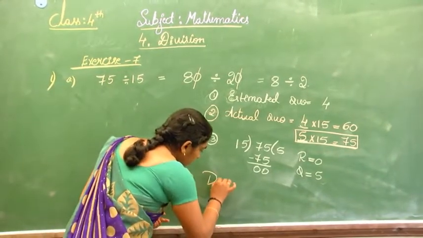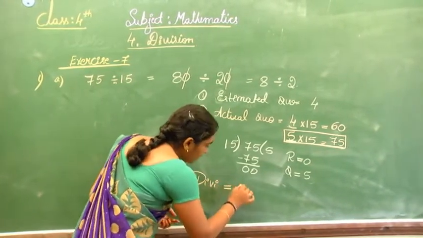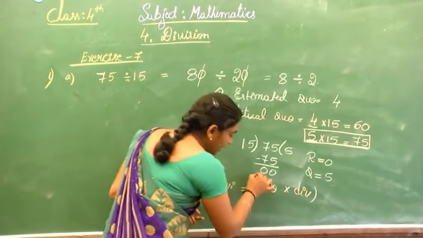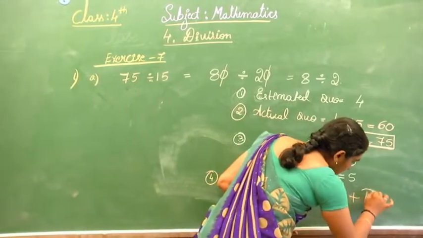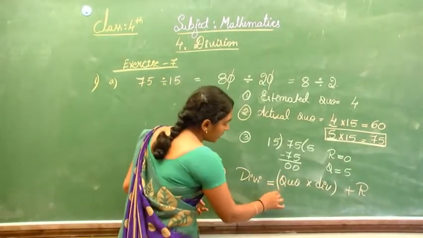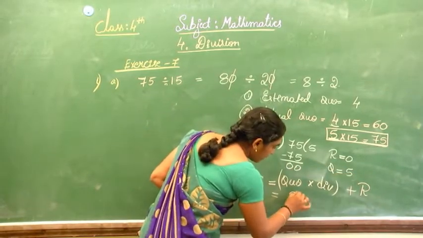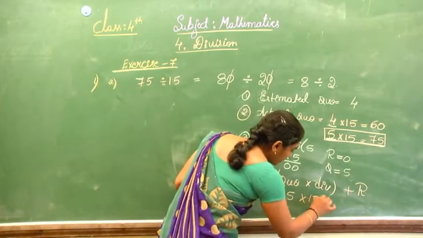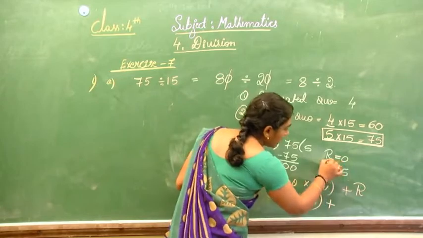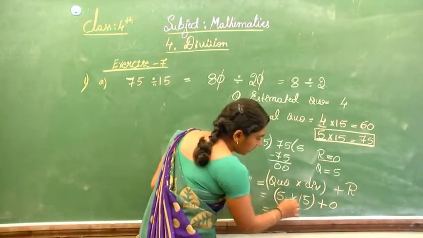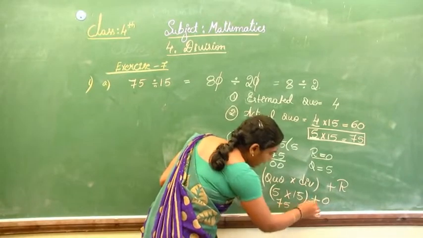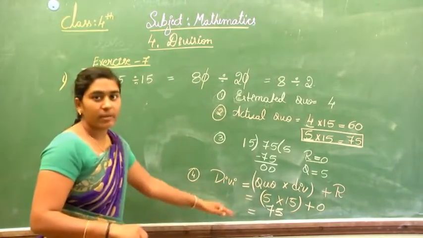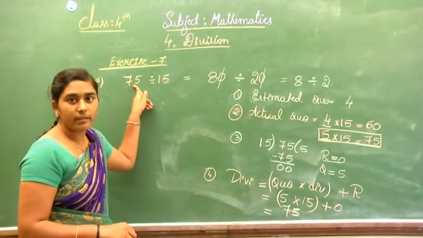The algorithm says the dividend will be equal to quotient multiplied by the divisor plus remainder. What is the quotient? The quotient is 5. Which one is the divisor? The divisor is 15 plus remainder 0. 15 fives is 75. 75 plus 0 is 75. We have got the exact correct dividend, which is 75.